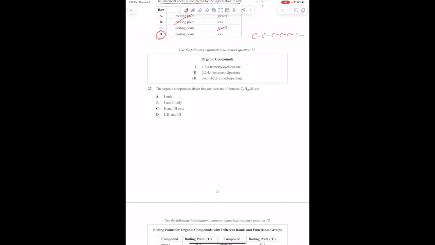The organic compounds that are isomers of nonane. Oh, man. Of course, they made a big one. They couldn't just use, like, butane, nice and short. Okay. Sometimes you just gotta do what you don't want to do. 2, 3, 4, 5, 6, 7, 8. I even need to draw that. C9H20. Okay.